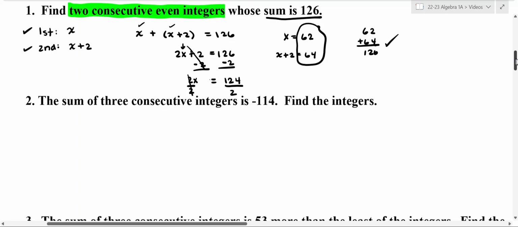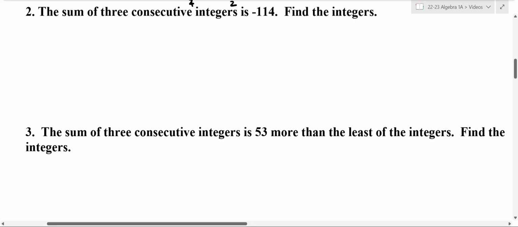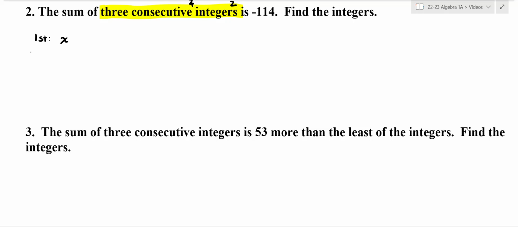We want the sum of 3 consecutive integers to be negative 114. So in this one, it's just 3 consecutive integers, and I'm highlighting this in yellow so we can follow the color scheme that we came up with at the beginning. We need 3 consecutive integers. That means the first one is going to be x. The second one is going to be x plus 1. And the third one is going to be x plus 2.